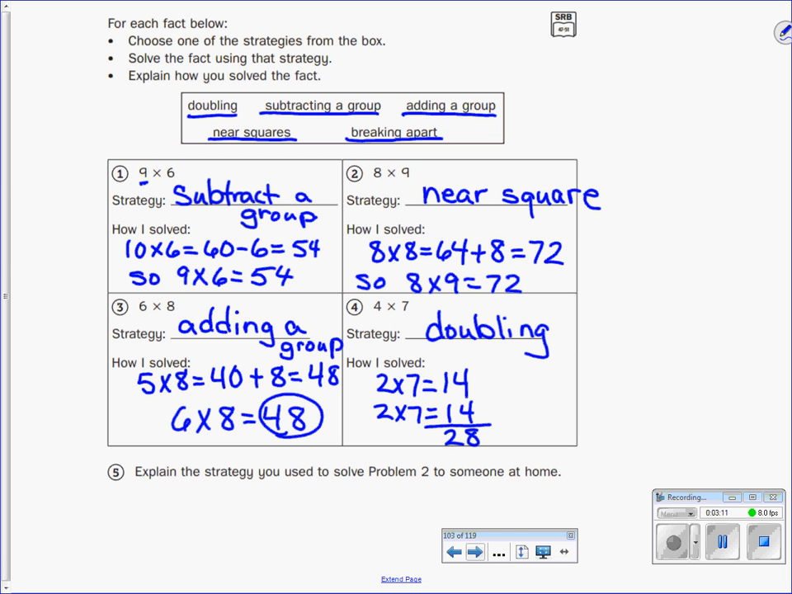Okay, and then the last one just says to explain to someone at home. So talk to your parents or a sister, brother, whoever, about how you can do each one of these, whether you're subtracting a group, doubling, or using your near squares. And we didn't do the break apart. Well, I didn't do the break apart, but you could show them how you could use the break apart.